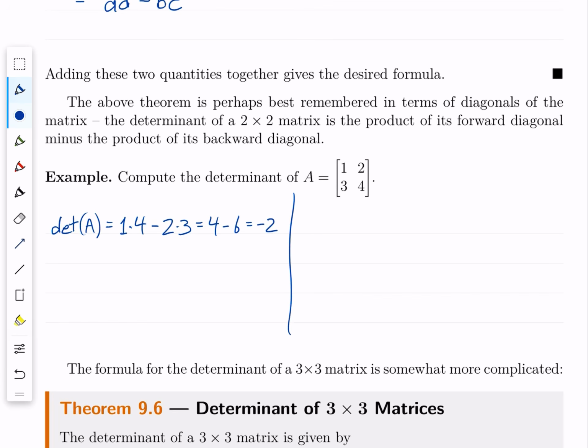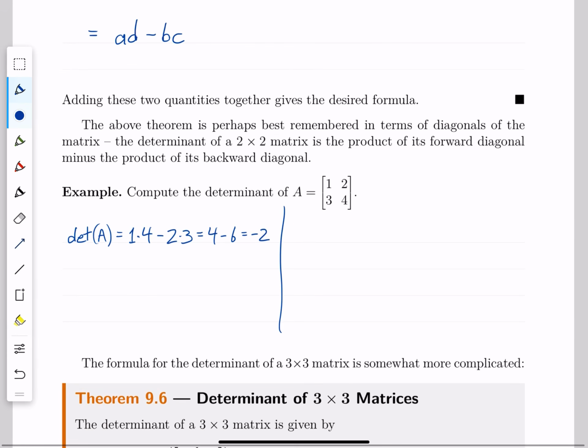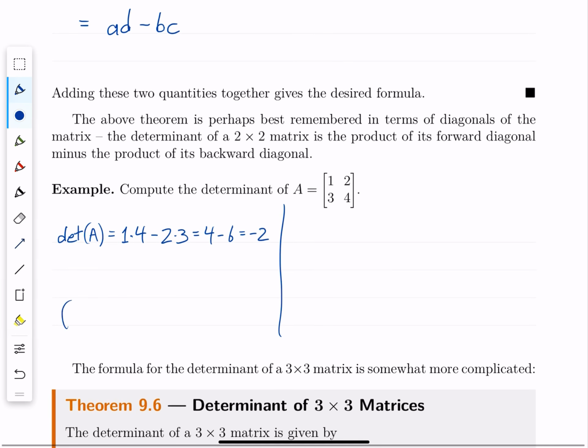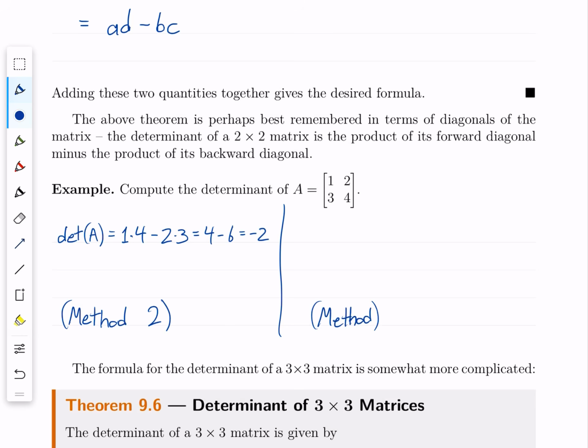Let's call that method 2, because it's the second method that we learned. So that's method 2 of computing the determinant. All right, let's try another method. So let's go through method 1, which was Gaussian elimination. Let's row reduce this matrix to find its determinant.